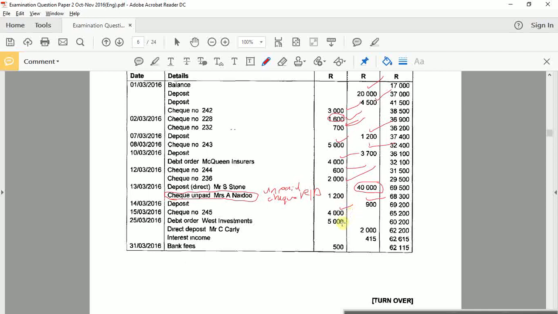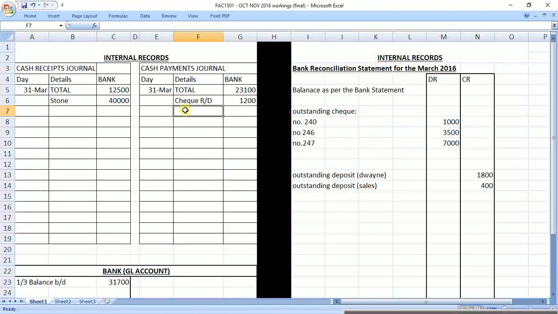What haven't we circled? West Investments, debit order. Circle that. You see that? Have we confirmed that? Is that in our books? It's in the bank statement, so it's in the bank's books. Is it in our books? No. Just reconcile. Adjust. Good. Receipt or payment? It's a payment. So, West Investments. How much? 5,000.